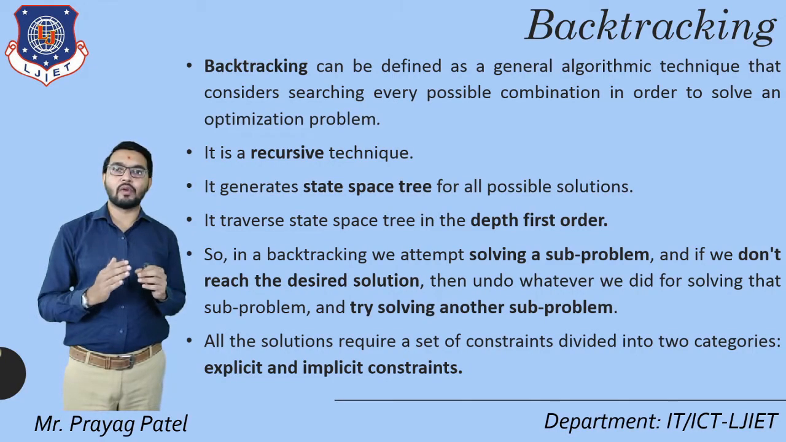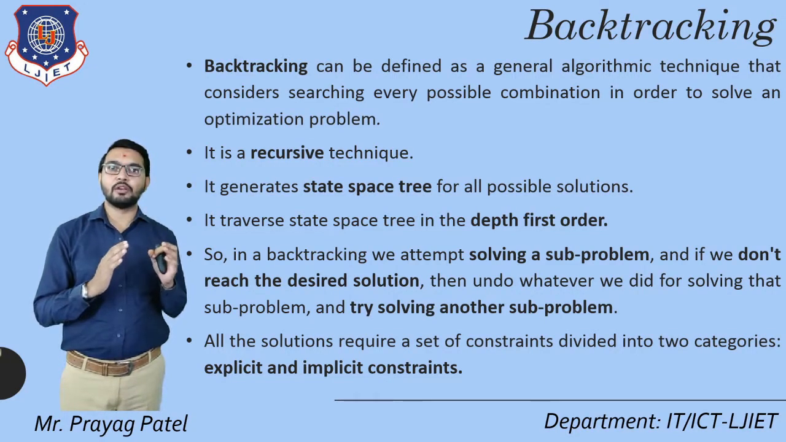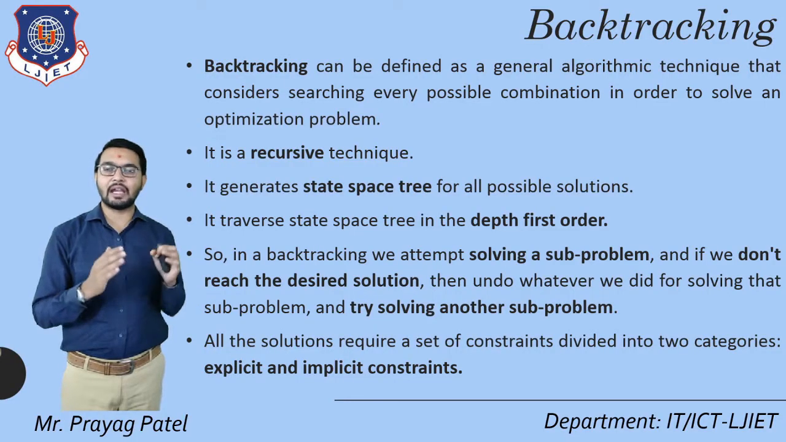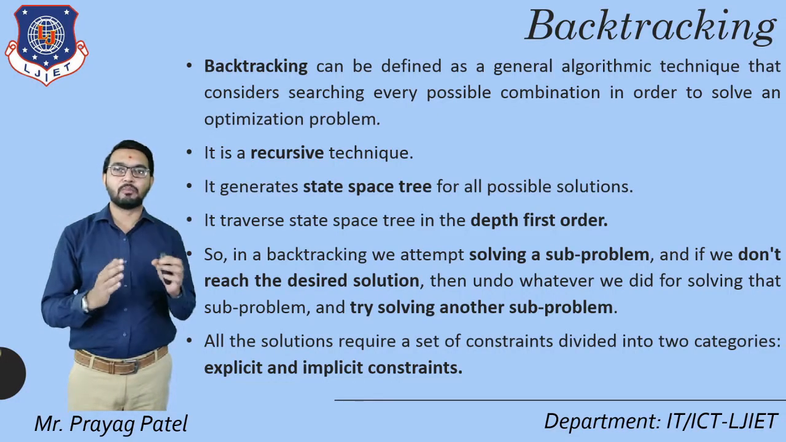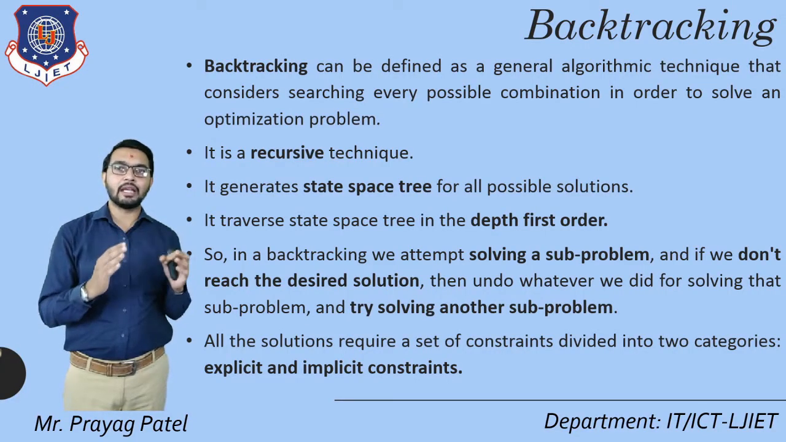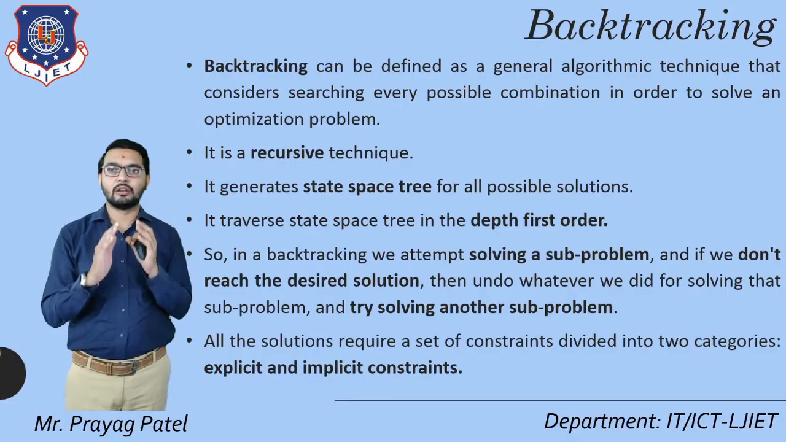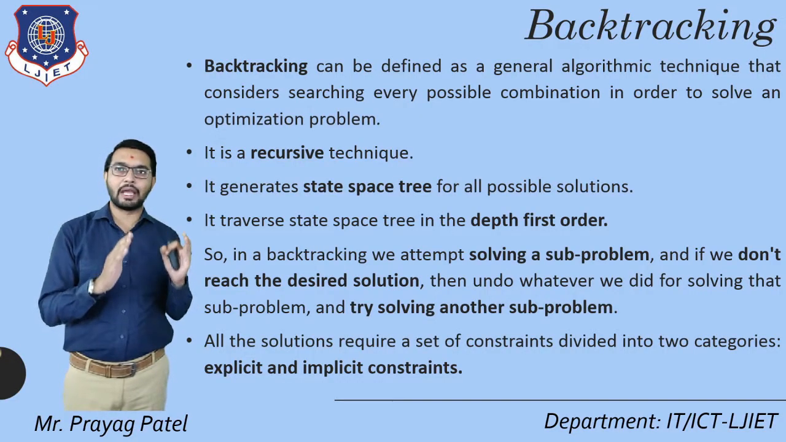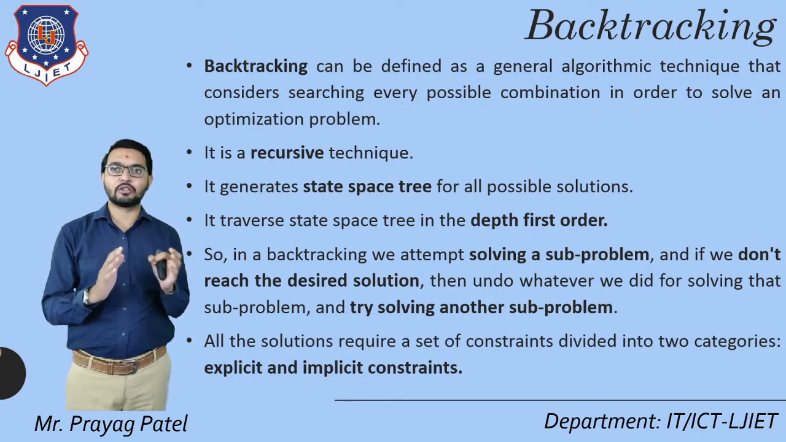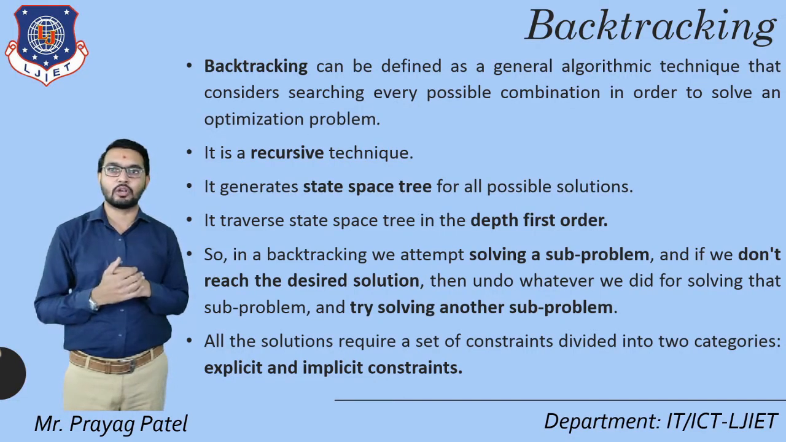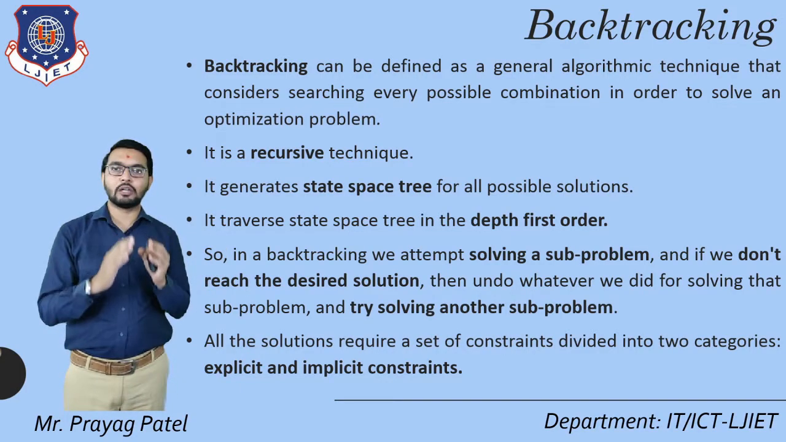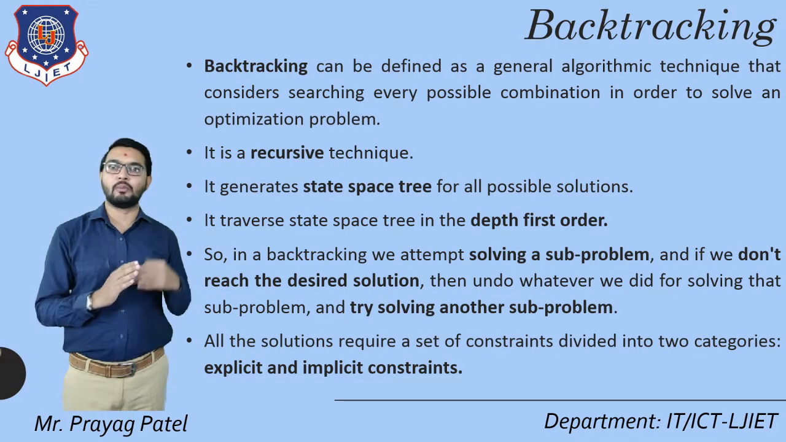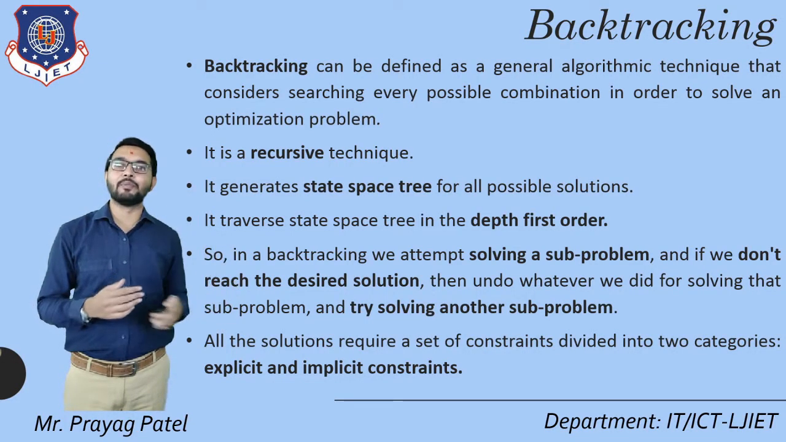All the solutions require a set of constraints divided into two categories: explicit constraint and implicit constraint. Explicit constraint means, for example, consider the n queen problem. For the 8 queen problem, the solution is a value from 1 to 8 only. So the 1 to 8 solution only is considered an explicit constraint. Implicit constraint means you cannot put a queen in the same row or same column or diagonal.